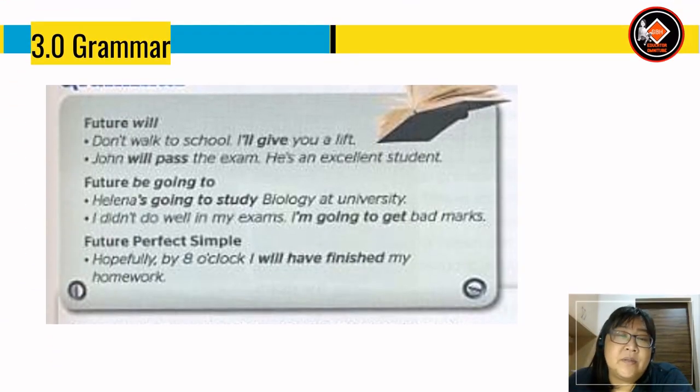Now let's look at grammar. So here you are going to learn future will. Example, don't walk to school. I'll give you a lift. Number 2, John will pass the exam. He's an excellent student. Future be going to. So the next one, examples, Helen's going to study biology at university. I didn't do well in my exam. I'm going to get bad marks. Another one will be future present simple. Hopefully by 8 o'clock, I will have finished my homework.